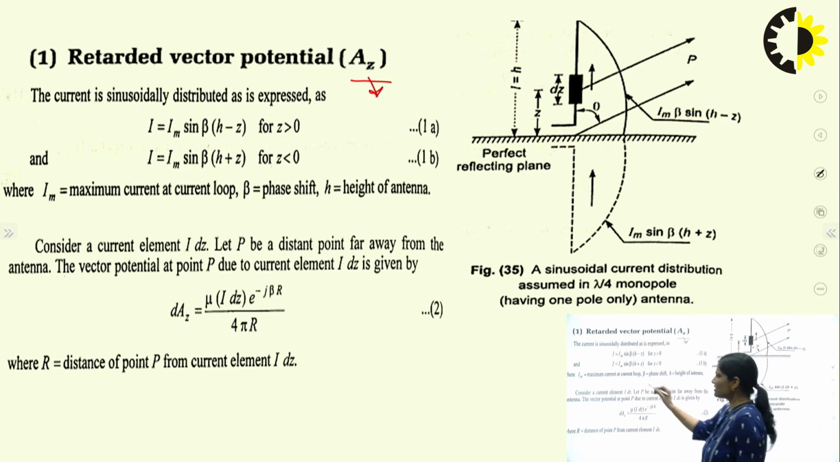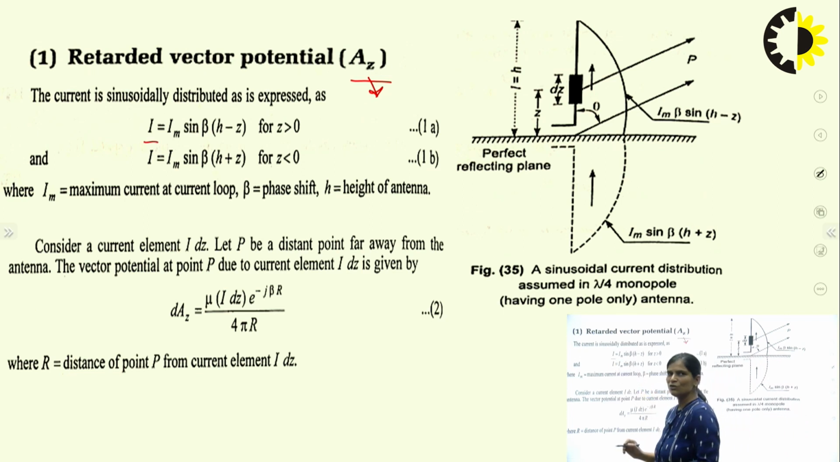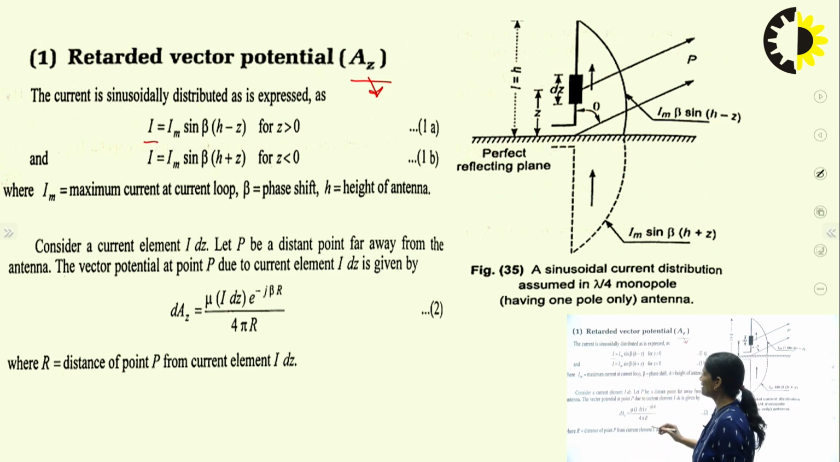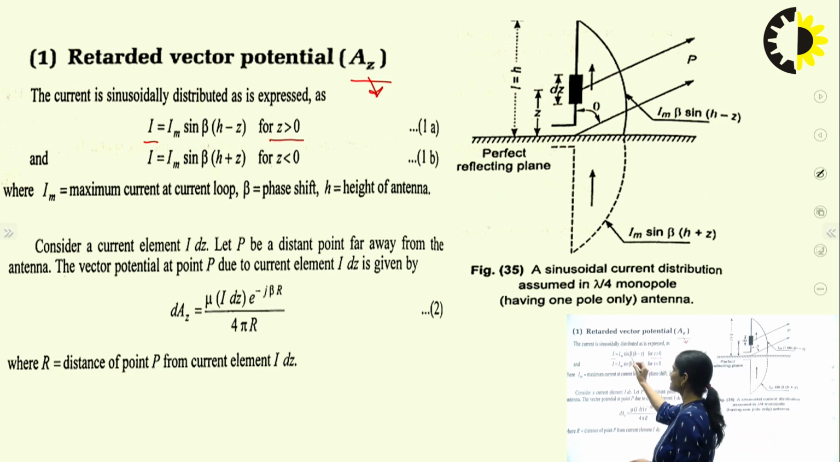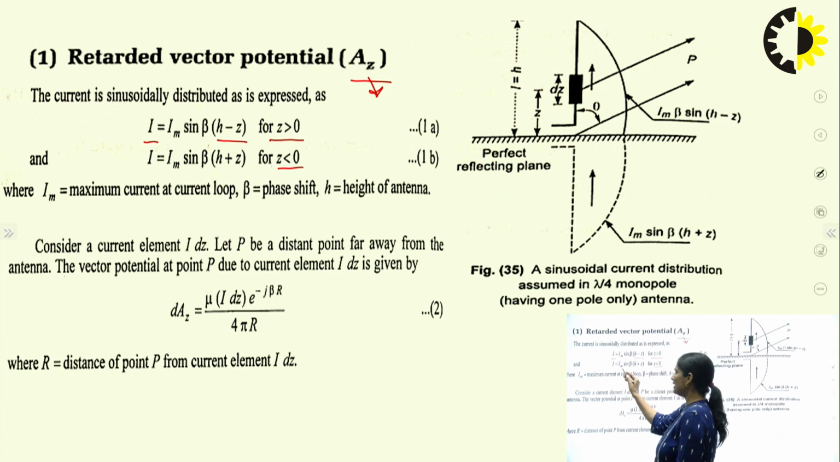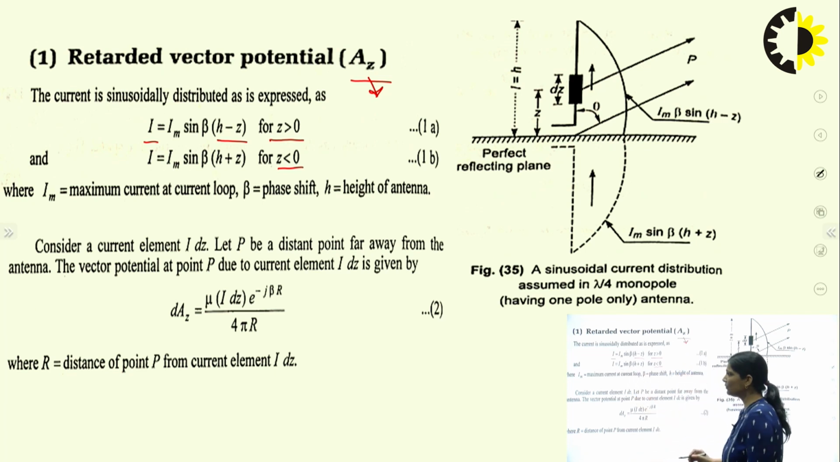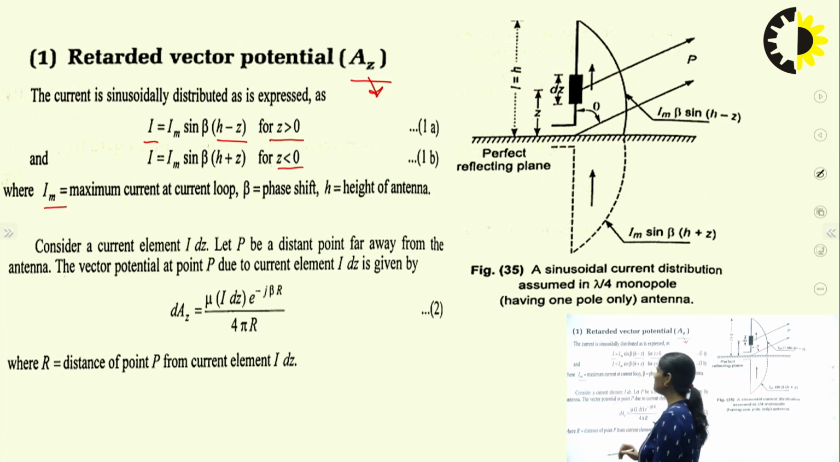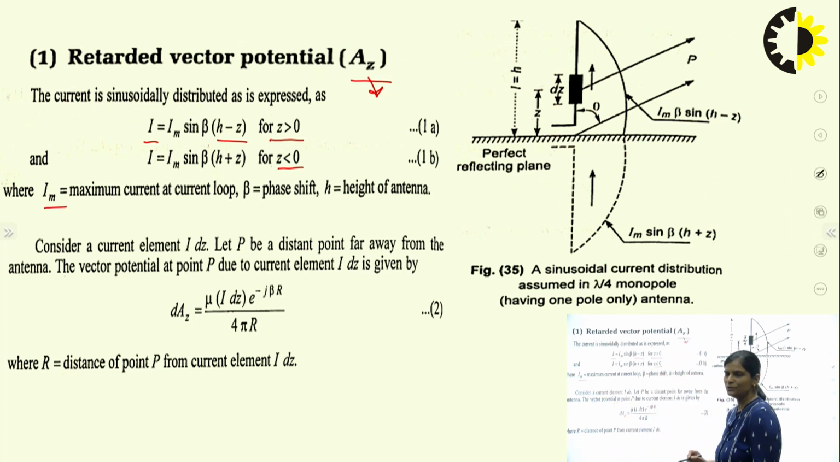Now, first you should know I, which is equal to Im sine beta (h minus z). It means from this figure, if you are considering z greater than 0, then you have to consider sine beta (h minus z). If you are considering from the figure z less than 0, then I is equal to I max sine beta (h plus z). Now here, Im is the maximum current at the current loop, beta is your phase shift, and h is the height of the antenna.